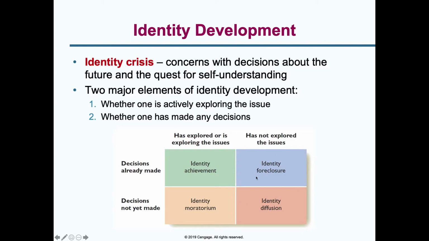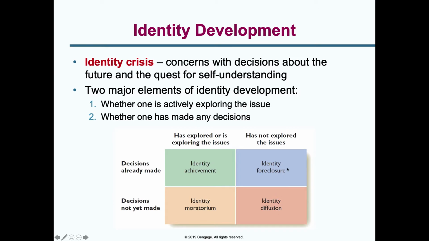When we go over to the blue box, where the individual has not explored any kinds of issues of what they want to be and where they want to go and what their plan is, but decisions have already been made for them for their future. That often happens when a parent or family decides, for example, that that individual is going to go into the family business, or parents say, no, you're going to be a doctor, or you're going to do this. Then the decision's made for them, and they haven't explored any issues about themselves because the decision's already been made. And this is known as identity foreclosure.